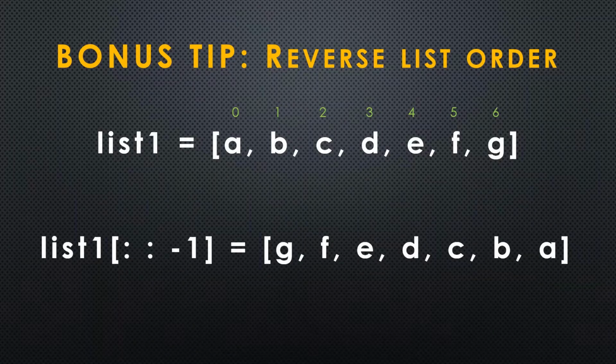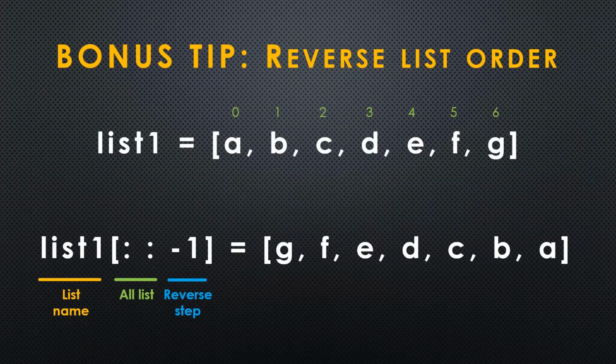You write list1[::-1]. In this case, list1 is the name of the list as usual. The double colon means we are considering the entire list. And -1 indicates we are using a reverse step of -1, which in this case is applied to all the elements in the list in reverse order. Therefore, from our list being A, B, C, D, E, F, G, we now have a list which is completely reversed and is now G, F, E, D, C, B, A.